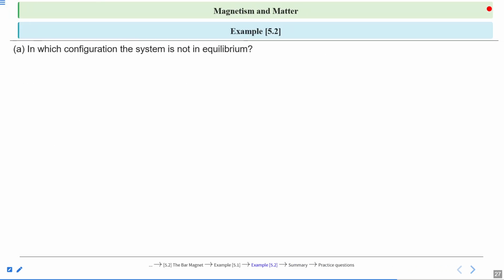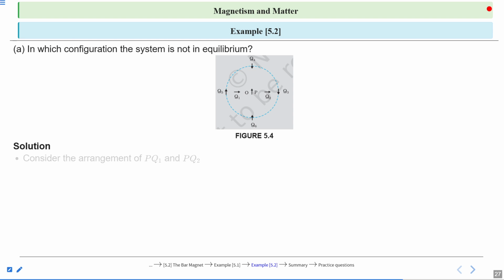So A part. Firstly, we will do A part. So this is the diagram. Let's see the solution. Consider the arrangement of PQ1 and PQ2 separately in this diagram.